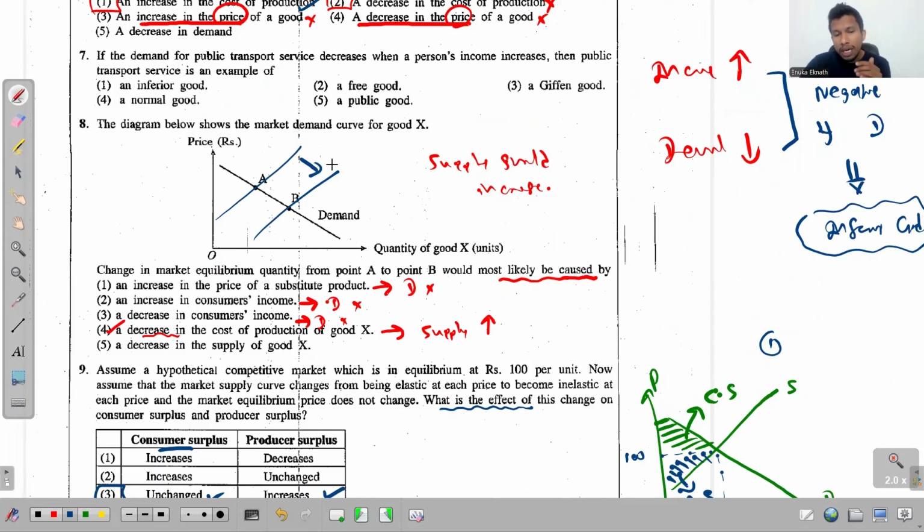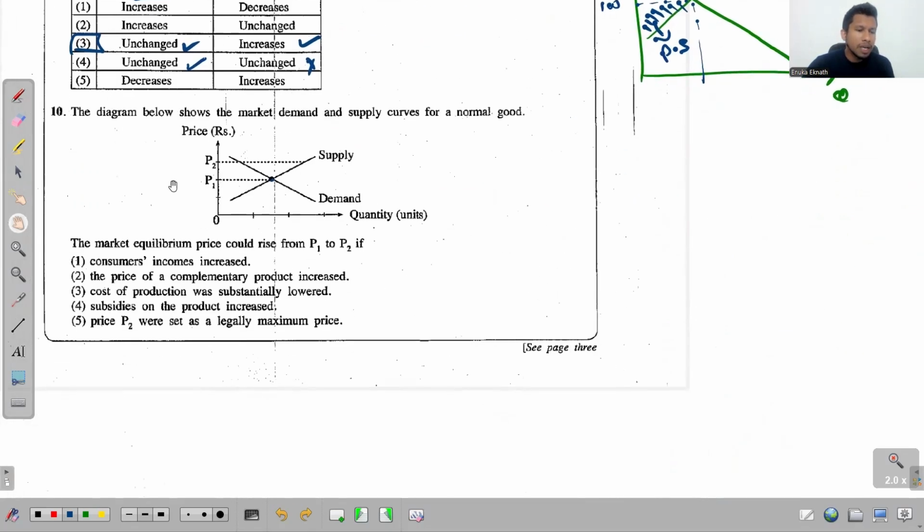If supply increases, the supply curve gets shifted to the right side, and as a result the equilibrium quantity changes from point A to point B, and that's the only possible reason in this given case. But if you once again look at this question 10, now they are referring to the equilibrium price. So this has to be the new equilibrium price. So for this to become the new equilibrium price, what changes can happen in the market?